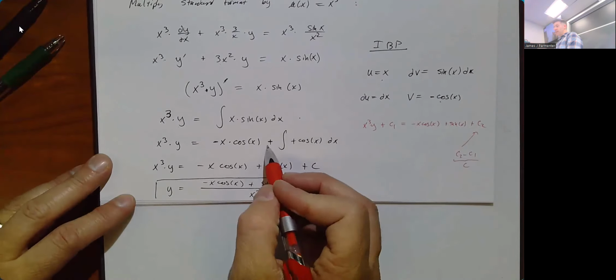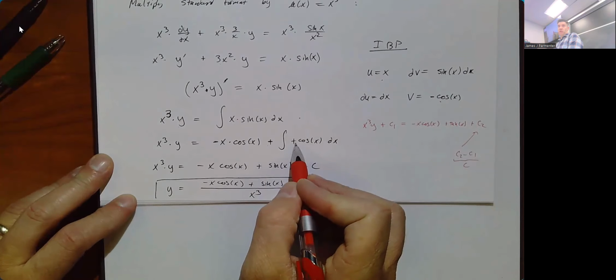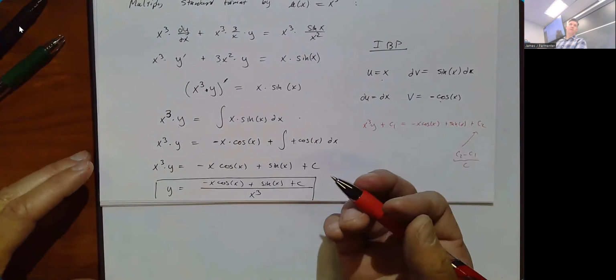Because it was a minus a negative cosine. And so instead of writing it again, I just changed the signs.